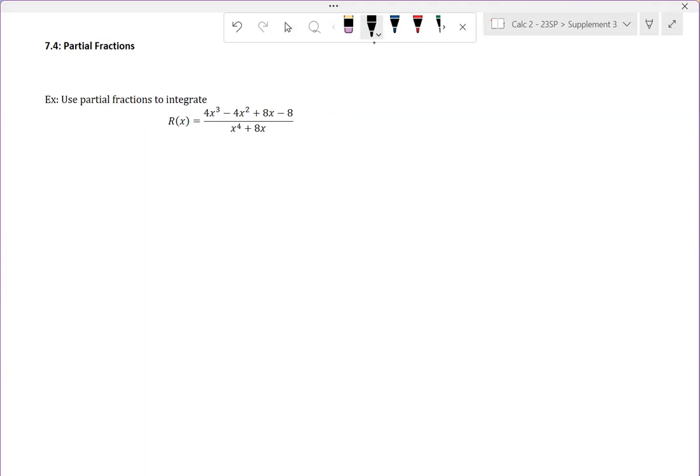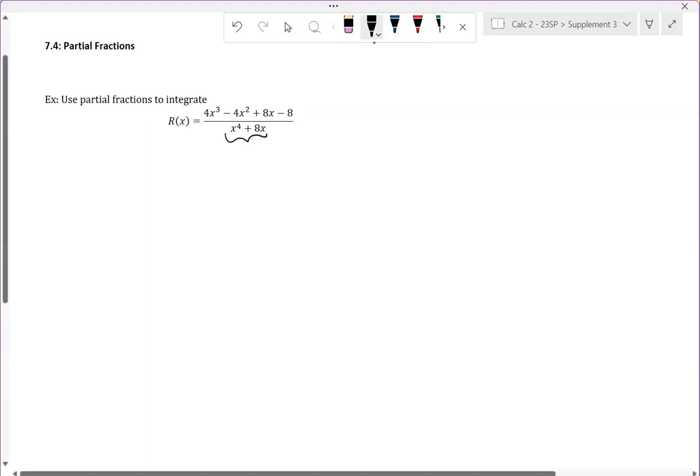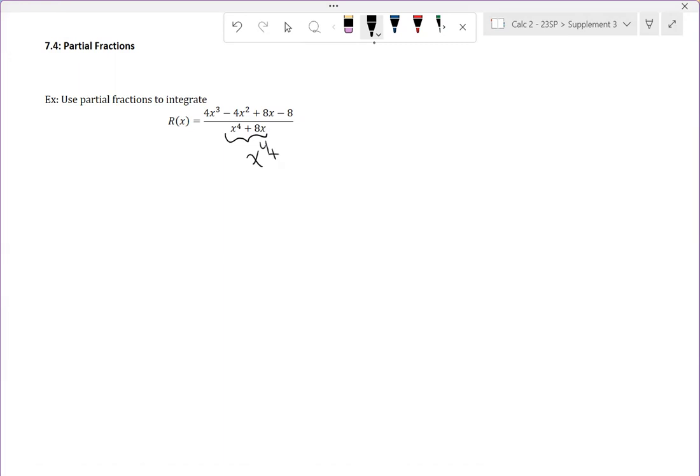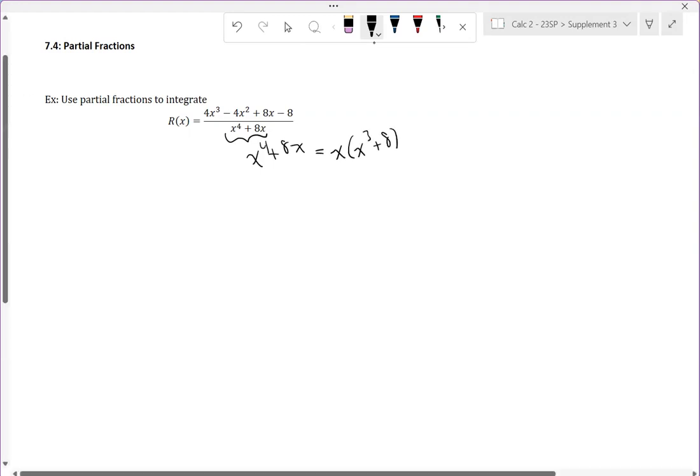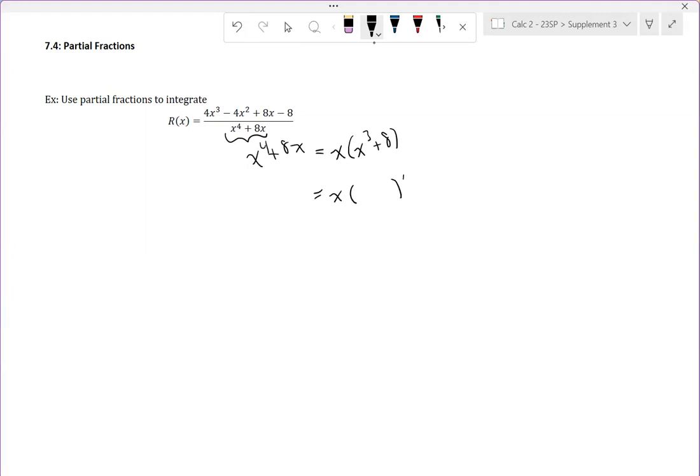And we note that the denominator, x to the fourth plus 8x, has a factor of x. And we might note that what's left over is a sum of two cubes, and we have a way to factor that. So we have x cubed plus 2 cubed. So we have an x plus 2 that factors out.